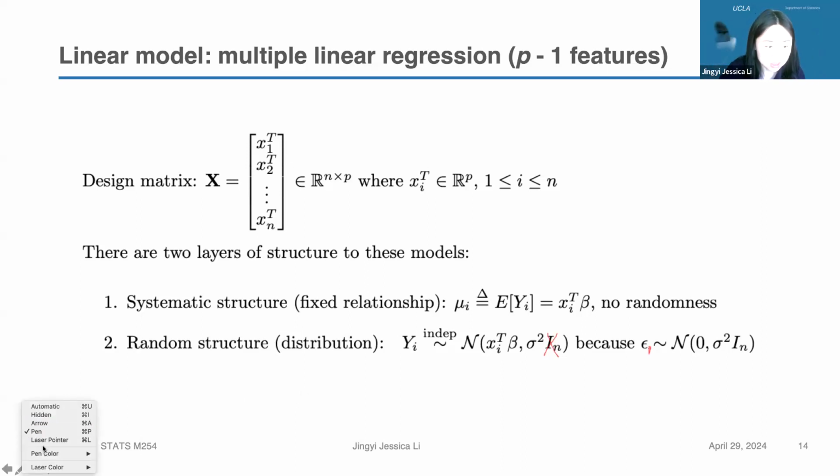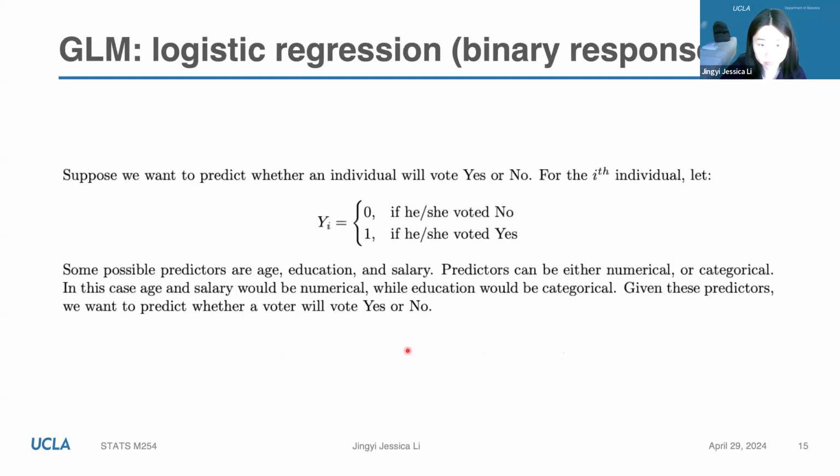So what I want to say here is that this normal distribution for yi is derived from the normal distribution for the error term. So we have a mean structure and we have a distribution. Then when we move on from the linear model to the generalized linear model, we change the normal distribution for yi to another distribution.